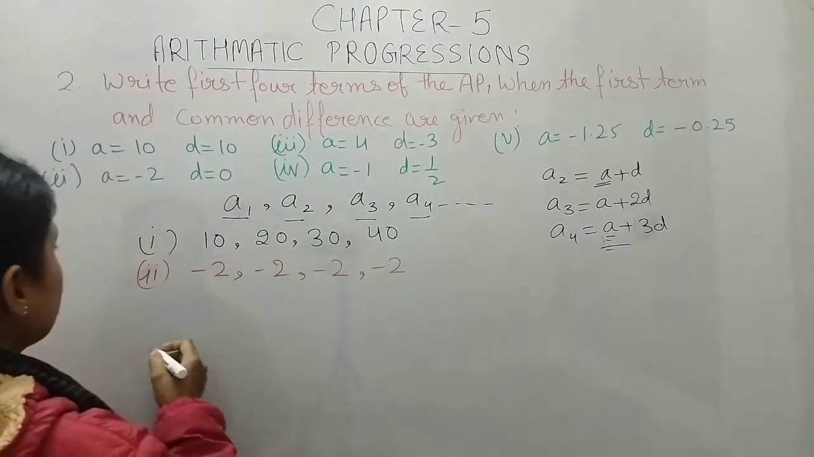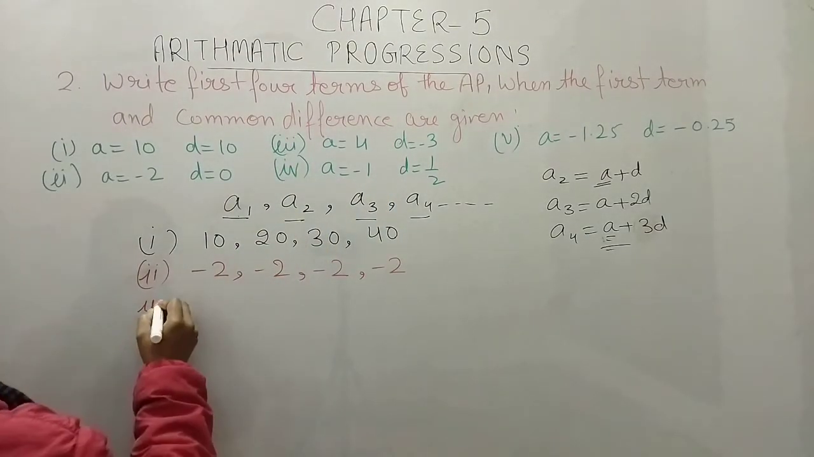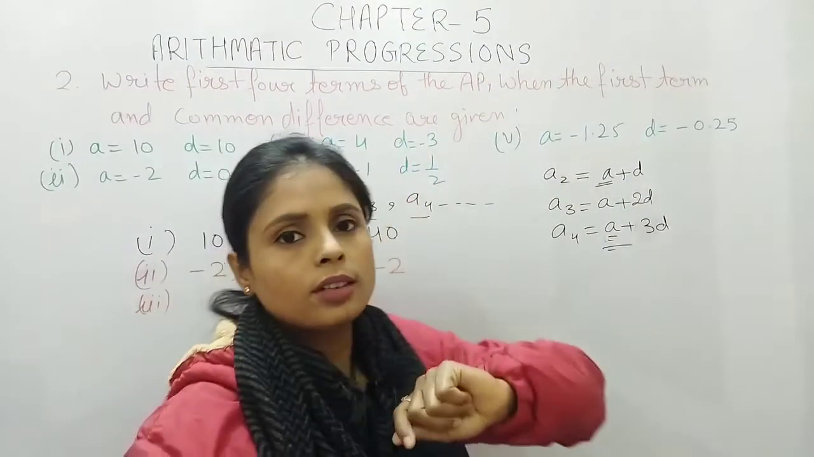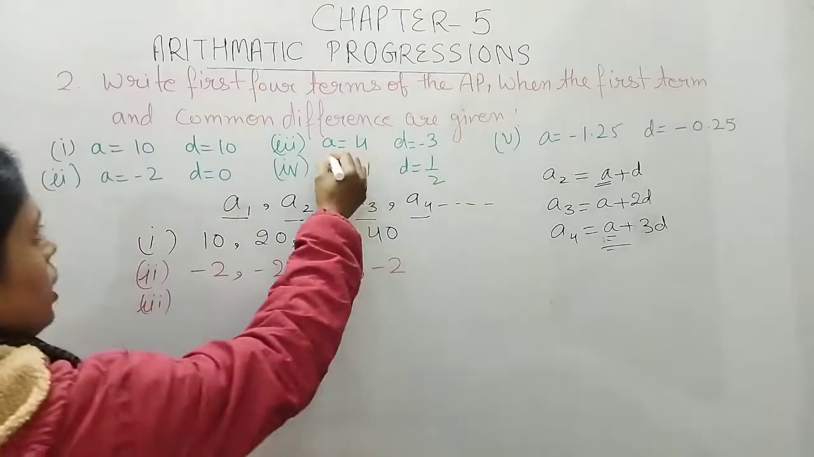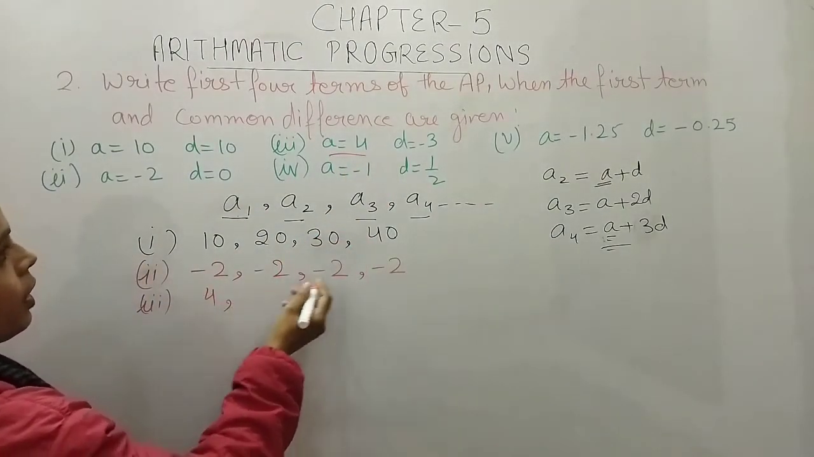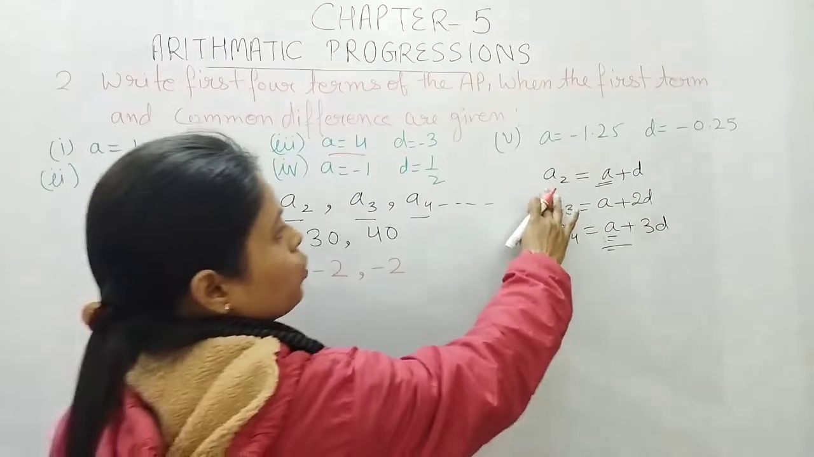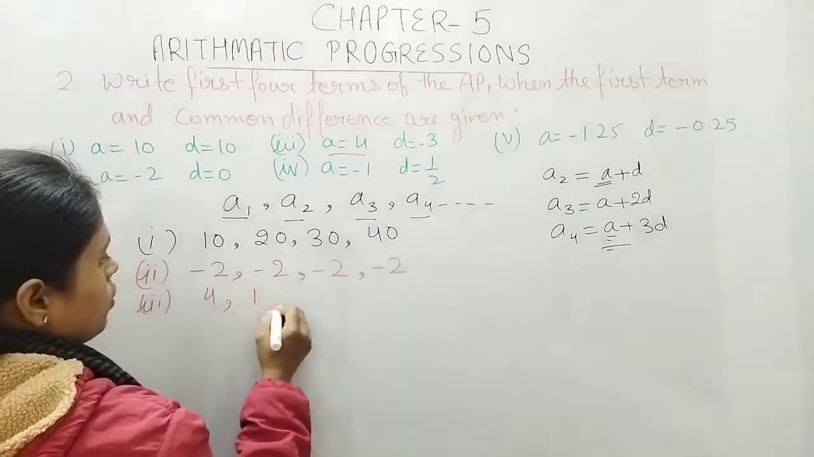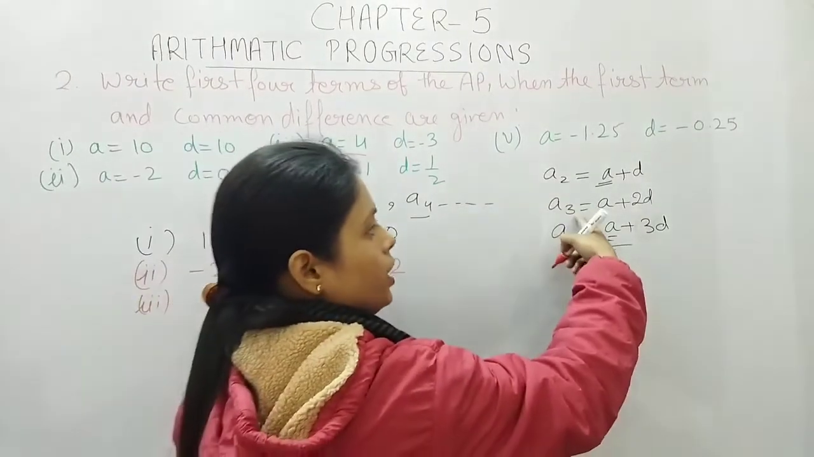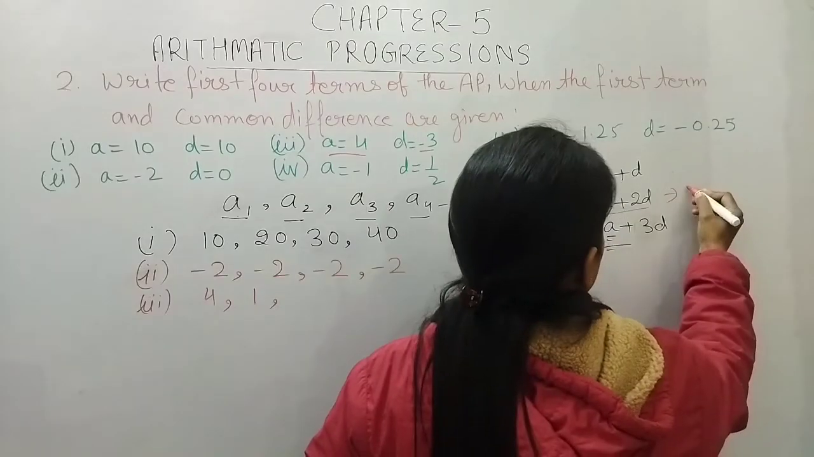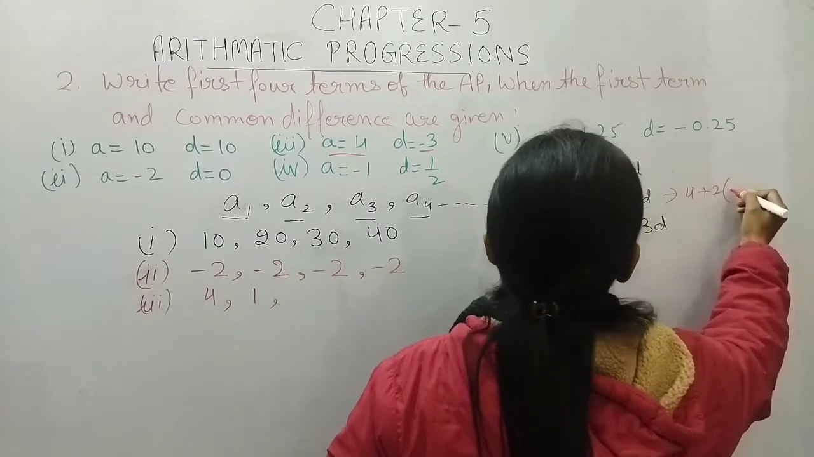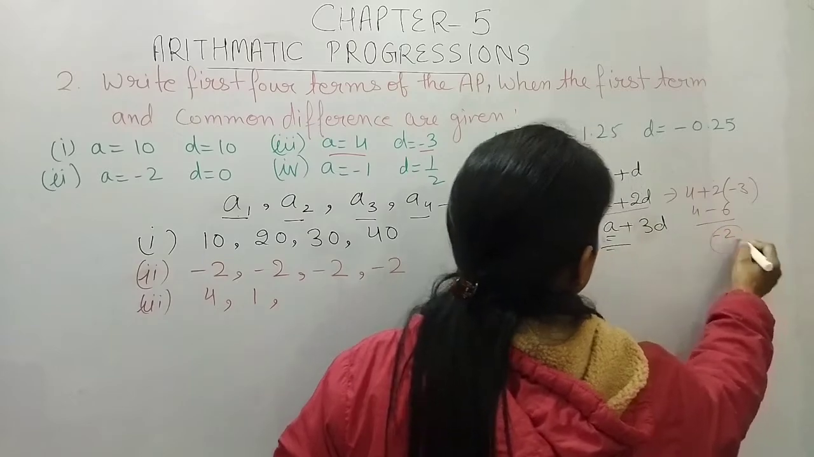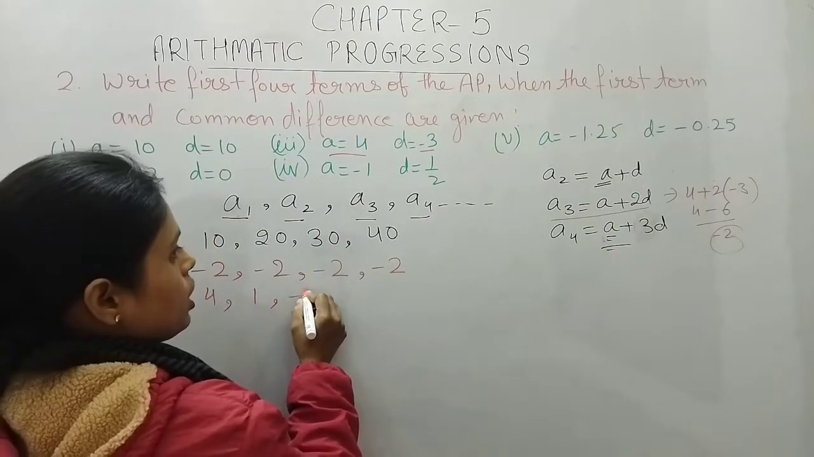Okay, here for the third question, A is 4, D is minus 3. We will do the same thing. A, that is 4. Then for the second term, A2, A plus D: 4 plus minus 3, it is only 1. Okay. For A3, A plus 2D, that is 4 plus 2 into minus 3. So 4 minus 6. This is minus 2. So the third term will be minus 2.